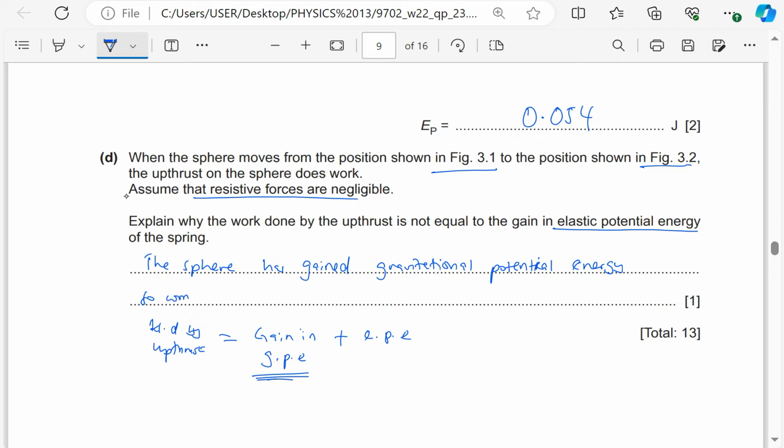So the work done by the upthrust is equal to gain in gravitational potential energy plus gain in elastic potential energy. Okay, so this is the main point. That's why I'm writing these ones in short, but you can write these in full. Gain in gravitational potential energy plus gain in elastic potential energy.